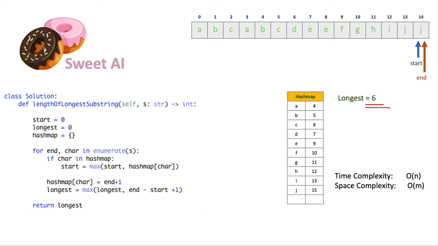This is going to be done in O(n) time complexity. We have only one for loop here, and the time complexity for the lookup is only constant. The space complexity is going to be O(m), based on the m distinct characters that we have in the string.